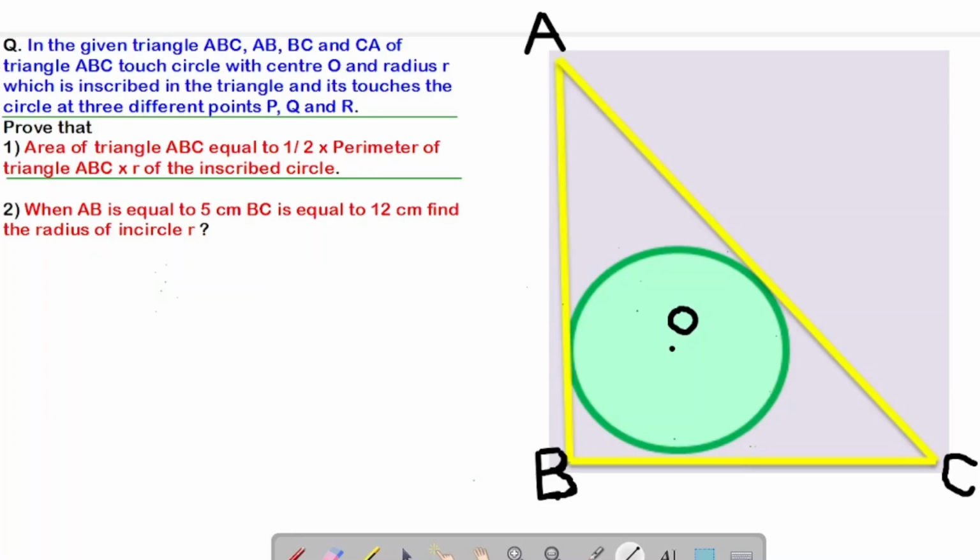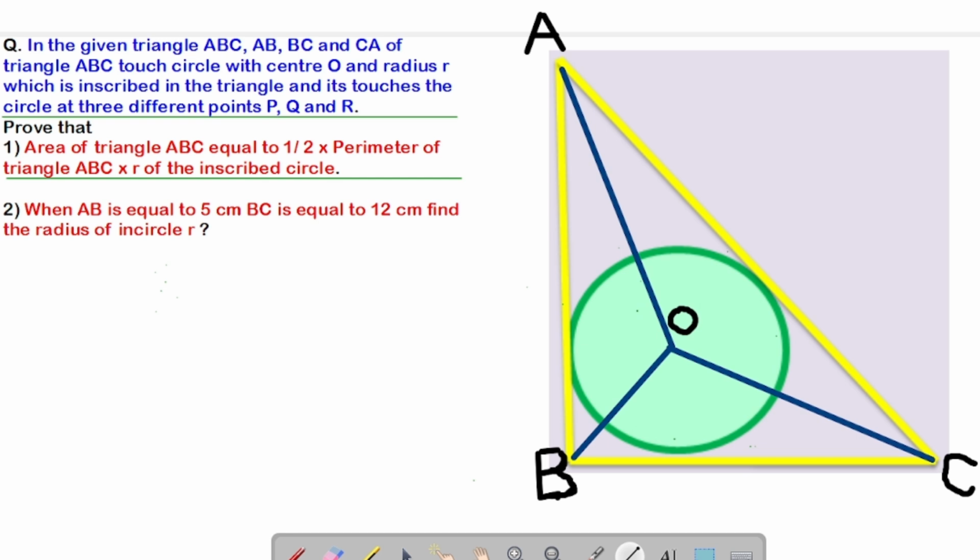So today we'll solve a question on triangles, where a triangle ABC is given whose sides AB, BC and CA are touching a circle which is inscribed inside the triangle, right? The circle has center O and it touches the sides at three different points P, Q and R, where P is lying on AB, Q is lying on BC and R is lying on AC. Okay, so just do a construction.